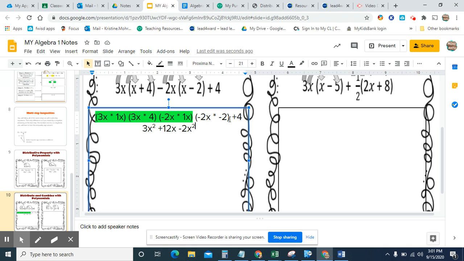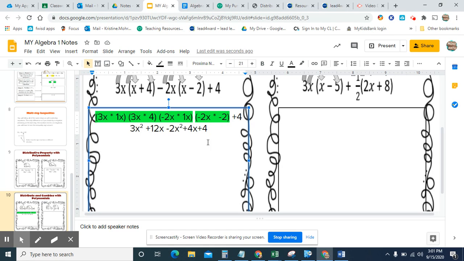Negative 2x times negative 2. Okay, so negative 2 times negative 2. A negative times negative makes it positive 4. And there is only one x, so there's one x. This one is good. It is done. And then we have plus 4, so nothing to distribute or multiply with that. It gets added.